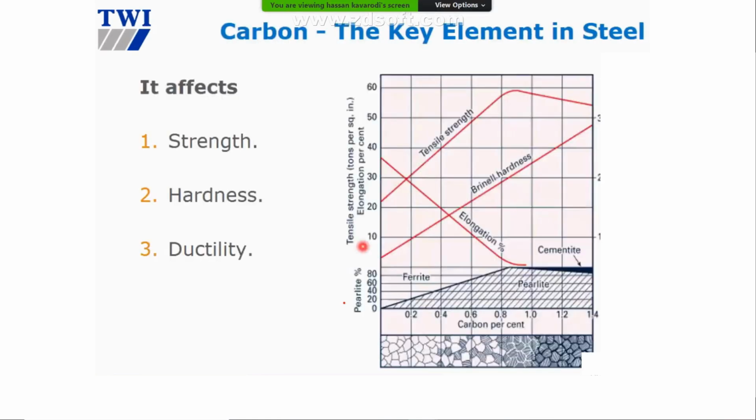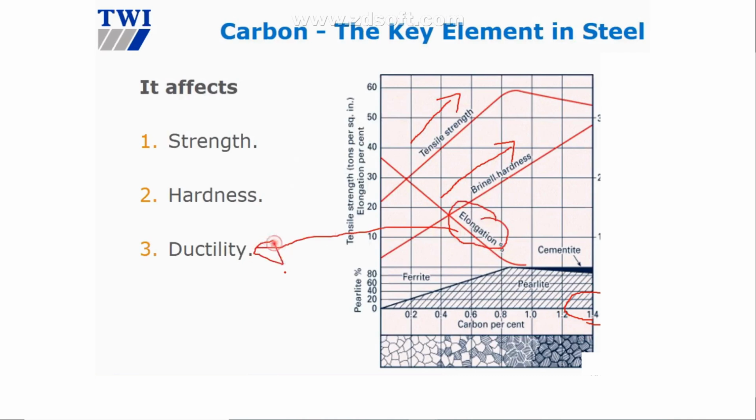So when we look at the percentage of carbon, the higher the percentage of carbon, like what we have here, 1.4%, we can see that the hardness will increase and tensile strength will increase. So there is a good correlation between these two. When hardness increases, tensile increases. But it will reduce the ductility. Elongation percentage here refers to ductility. All right, so that's the effects of the carbon.